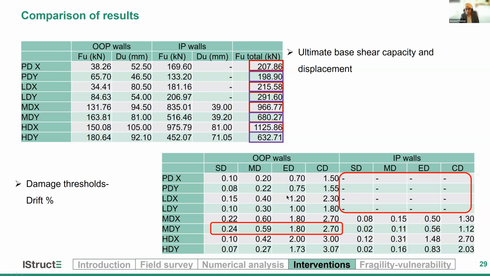And another observation is that the medium design case, especially in the transverse direction, that's the Y direction, has a much larger deformation as compared to all other cases.